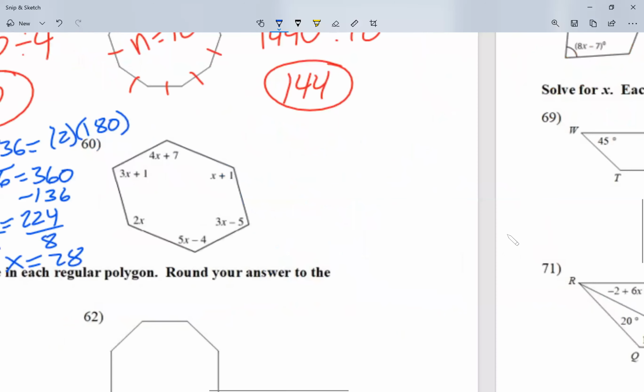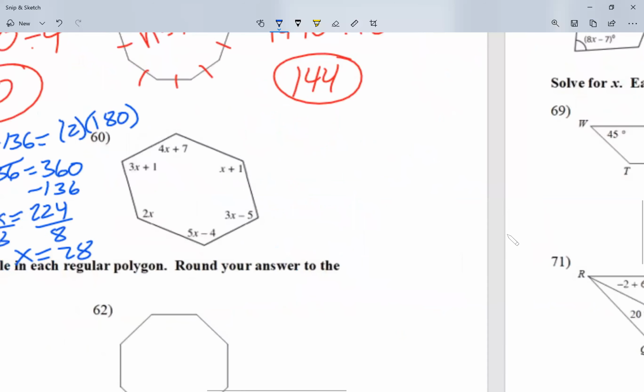Let's take a look at number 60. I'm going to add everything, but I remember that when I'm adding, I'm combining my like terms. So let me take a look at my x's first. Let me take a look at the letters. 4x plus 3x plus 1x plus 2x plus 3x plus 5x. So I'm really looking at 4 plus 3 plus 1 plus 2 plus 3 plus 5. So I have 18x.